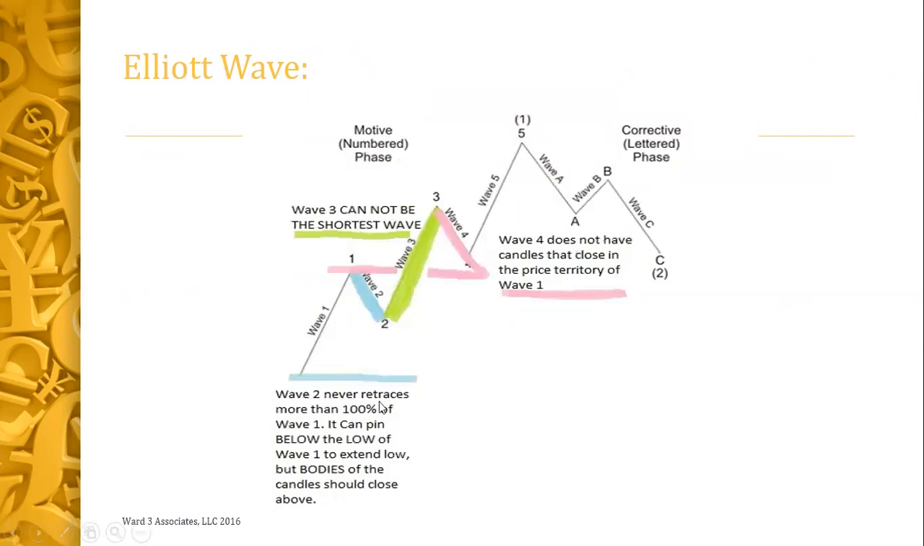Wave 2 never retraces more than 100% of wave 1. Here's wave 2, right here in blue. Wave 2 can retrace all the way down here to the beginning of the swing point low of wave 1. It can even pin below that, guys, okay? But as long as you see price pulling back within this same structure point at the swing low of wave 1, you're good for that long position.